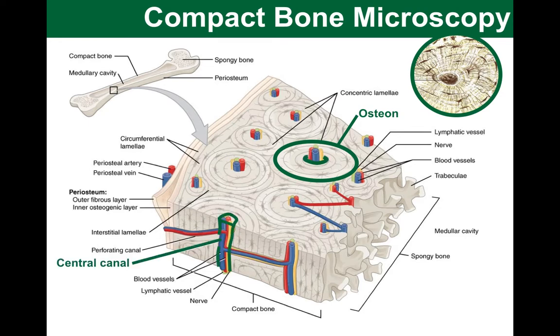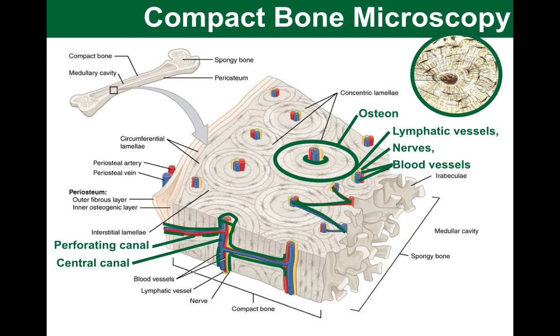And we see that in the middle of an osteon, we have a central canal. These are where blood vessels, nerves, and lymphatic vessels run within the bone. Remember, bone is very much a living tissue that is constantly being broken down and regenerated, and therefore needs a blood supply. And we see perforating canals running more horizontally. They connect different central canals to each other.